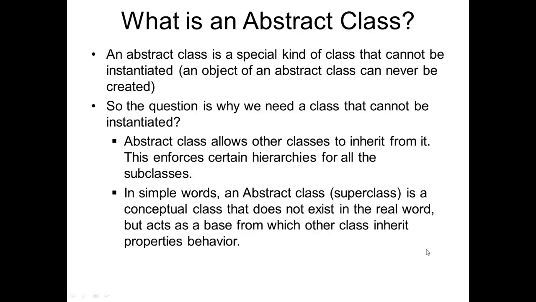What is an abstract class? An abstract class is a special kind of class that cannot be instantiated. That means an object of an abstract class can never be created.